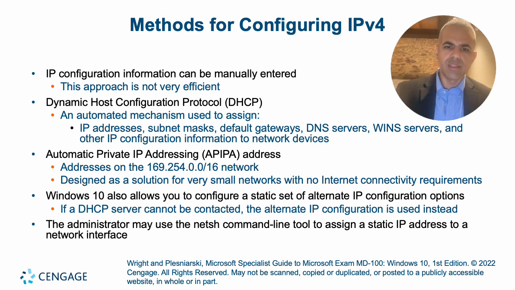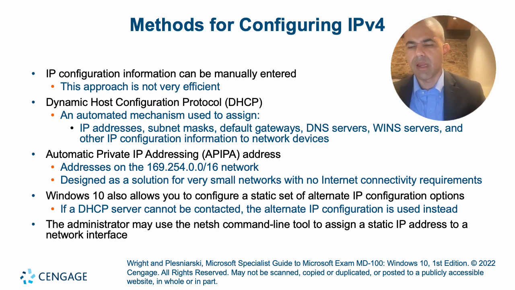Okay. Within DHCP, there's a certain range of addresses called APIPA addresses, automatic private IP addresses. And that's just for very, very small networks. It's usually addresses on the 169.254.0.0/16 network. Very small IPs that don't require any type of internet connectivity.